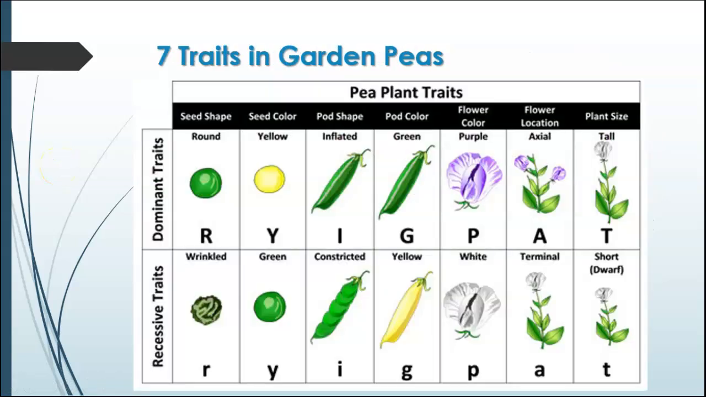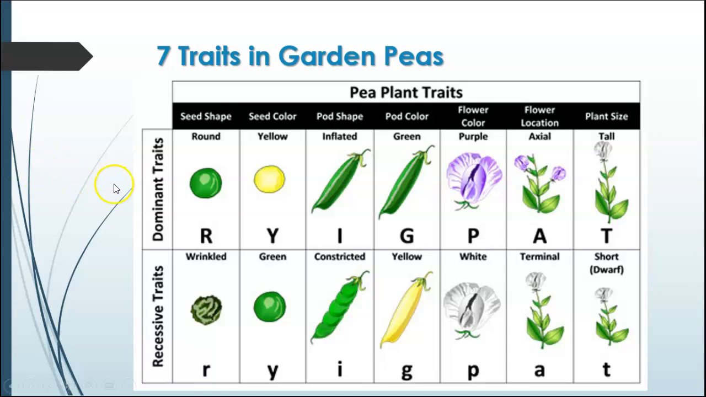All right, so these are the 7 traits he looked at in garden peas: the shape of the seeds, whether they were round or wrinkled; the seed color, yellow or green; the shape of the pods, inflated or constricted; the color of the pods; the color of the flowers; the location of the flowers; and the plant size. This diagram represents the different traits, the letters we use when doing genetic crosses to refer to those traits, and which ones are dominant and which are recessive. The top row, with capital letters, are the dominant traits, and the lower row with lowercase letters are the recessive ones.